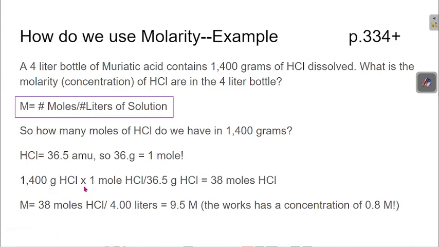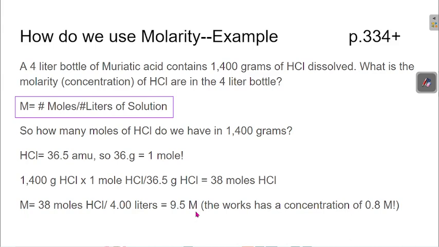And here it is. You put the grams at the bottom, it's division, 36.5 grams equals 1 mole. So divide this by 36.5 and you'll find out that you have 38 moles of hydrochloric acid. Now, do we have molarity? No. To find the molarity, you need to divide the number of moles that you have by the number of liters. And here you have 4 liters. So you're going to divide 38 by 4 to get a molarity, so the concentration moles per liter of 9.5, capital M, molarity.